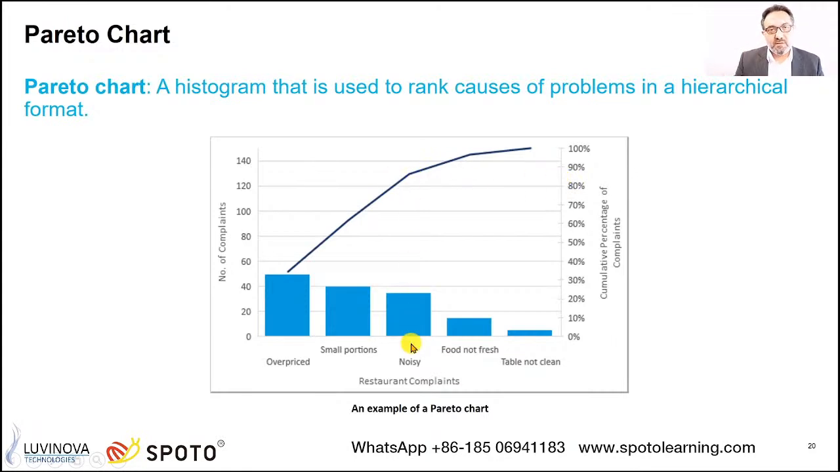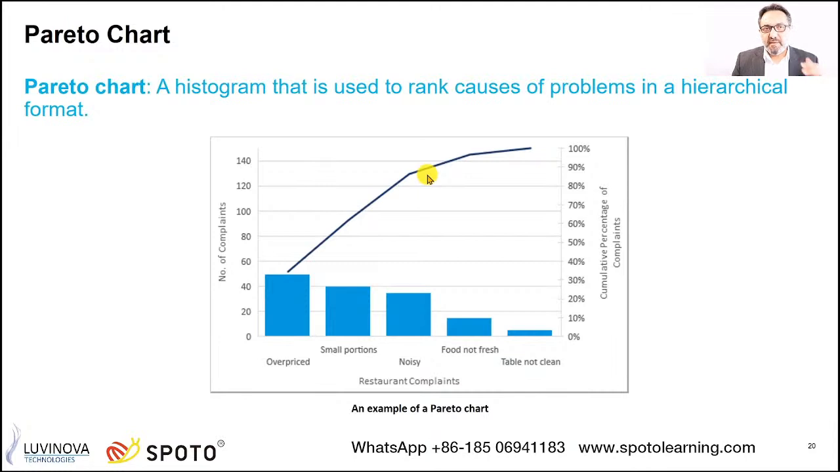So 3 causes, if you solve them, you are going to solve 80% of your problems. Because out of this big number of complaints, you have 3 causes, which normally represent 20% of the types of complaints you have about your restaurant. So 20% of this, out of this big number, belongs to 3 categories only. If you solve that 20%, you are going to solve 80% of the total number of complaints you have. So if you just think about your overpriced, small portion, noisy, boom, 80% solved. This is the Pareto chart.